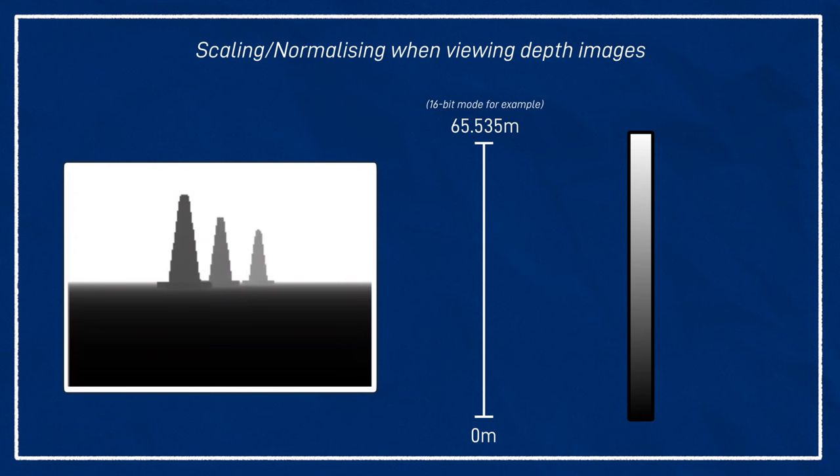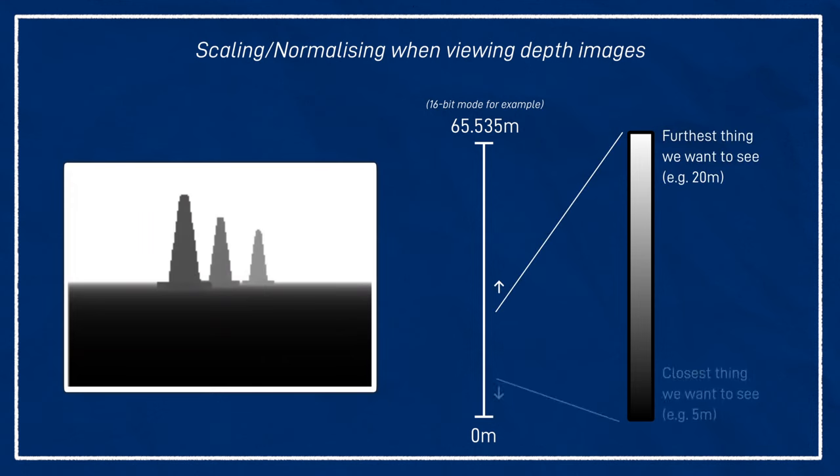Now, it's worth noting that if you are ever viewing depth images, you want to make sure that the image is normalized. This is where we scale the brightness so that the whitest thing is the thing that's furthest away that we can actually see, and the thing that's darkest is the thing that's closest. And that ensures that the range of shades that we can see corresponds to what's actually in the picture and we can actually see everything.